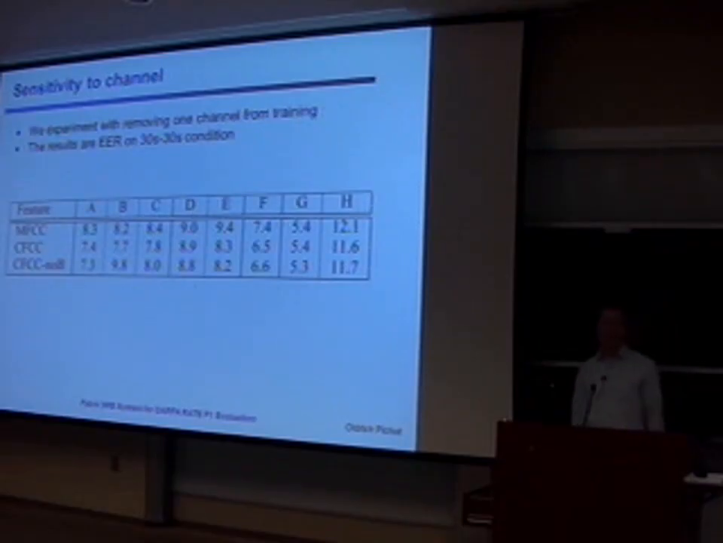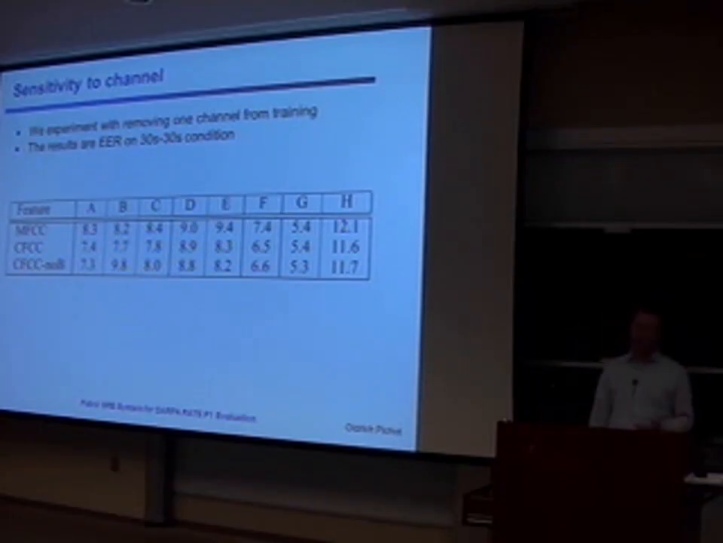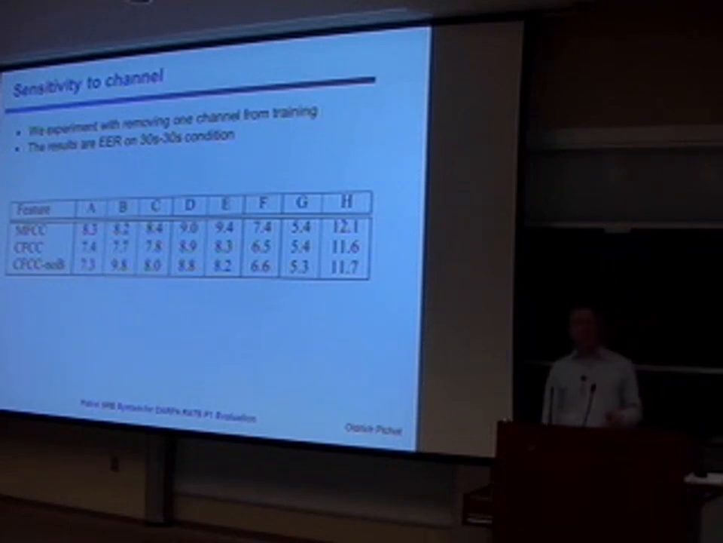Okay, so as I told you, it's quite sensitive to the channel because a slight change in the setup or in the atmospheric conditions or whatever will introduce a new type of variability. So we try to see what would happen if we remove one channel. In this slide we've removed channel B from the training of the PLDA and see what would happen. And we can see that we get quite some degradation even if we remove 1/8 of the data.